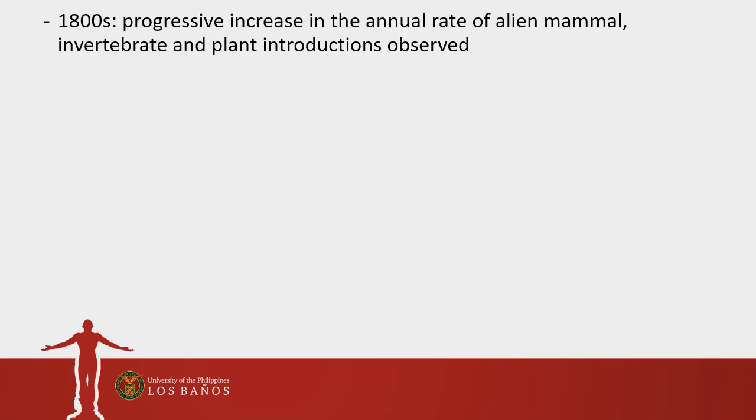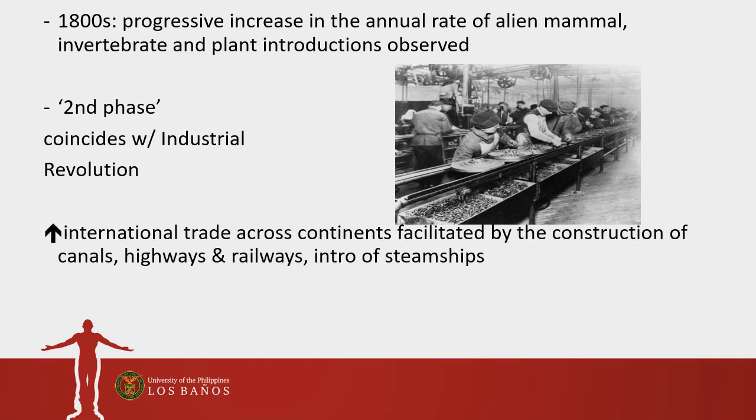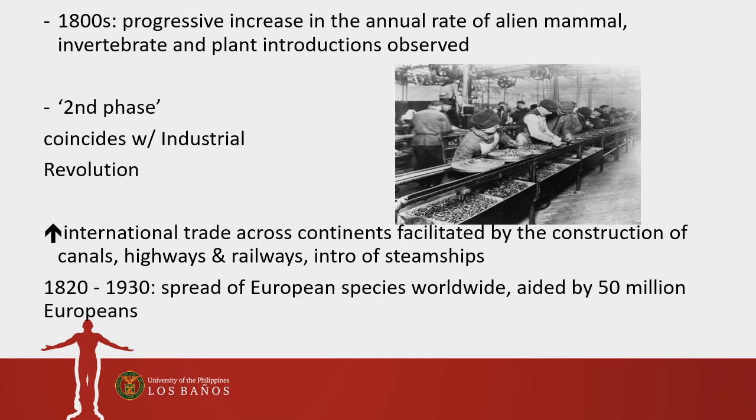The 1800s was a period of progressive increase in the annual rate of alien mammal, invertebrate, and plant introductions observed. The second phase coincided with the Industrial Revolution. There was an increase in international trade across continents, facilitated by the construction of canals, highways and railways, and introduction of steamships. From 1820 to 1930, there was spread of European species worldwide, aided by 50 million Europeans.